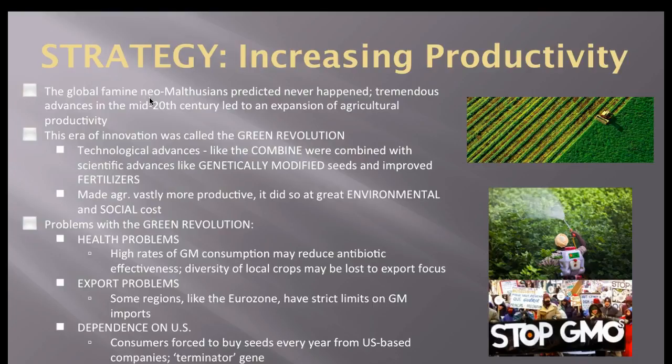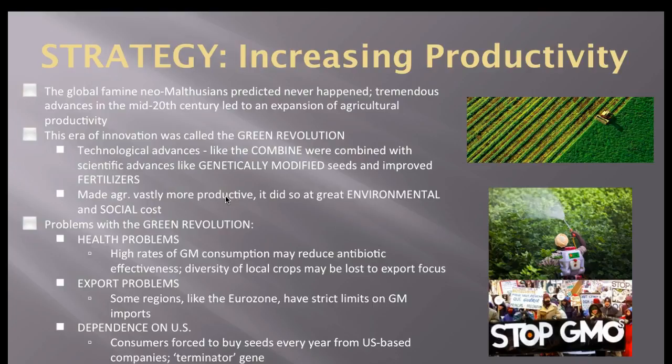This era of innovation was the third agricultural revolution, or simply the green revolution, if you will. Technologies like the combine were combined with scientific advances like genetically modified seeds and improved fertilizer. This made agriculture vastly more productive. It did so, however, at a lot of cost, especially environmentally and socially. There was a lot of downside to this green revolution.